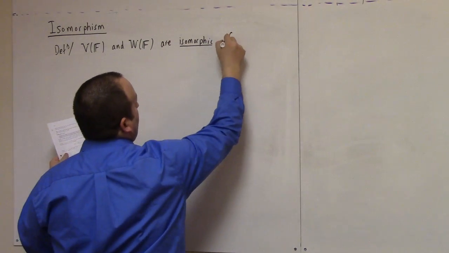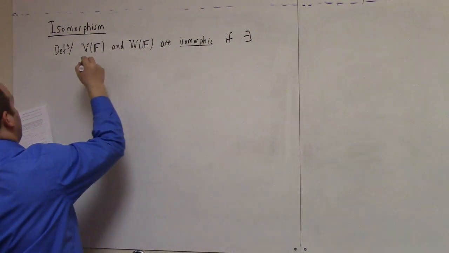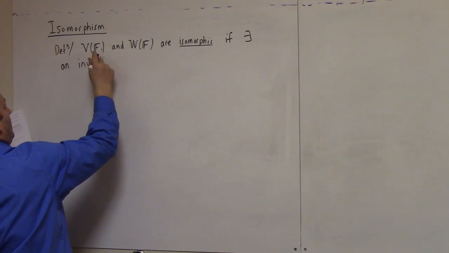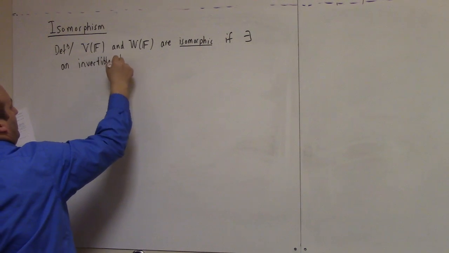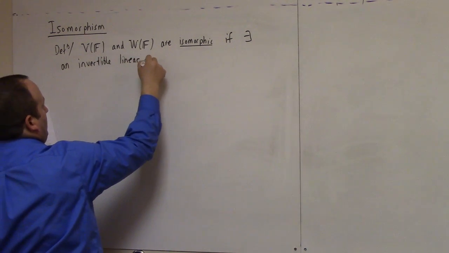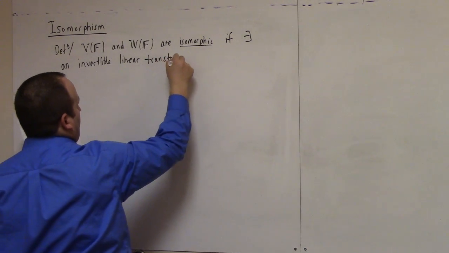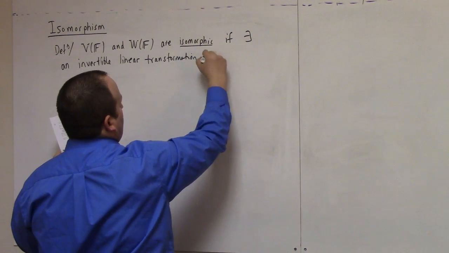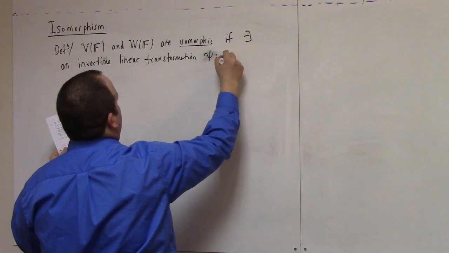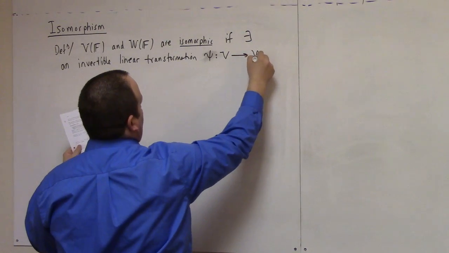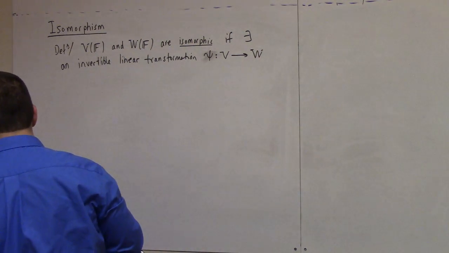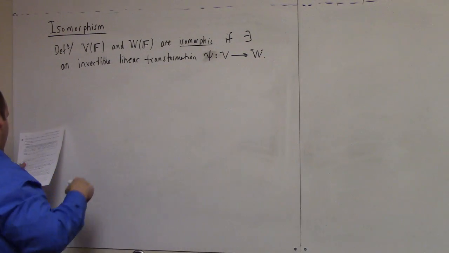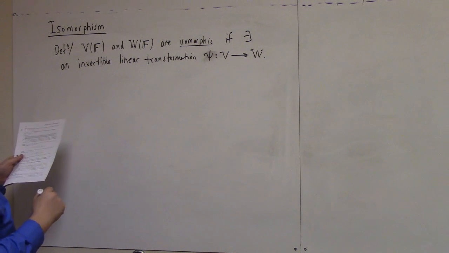If there exists an invertible linear transformation, let's say psi, pitchfork if you like, from V to W. I used L in the notes, but you could put whatever letter you like for the mapping, you could put a Pac-Man there for all I care.